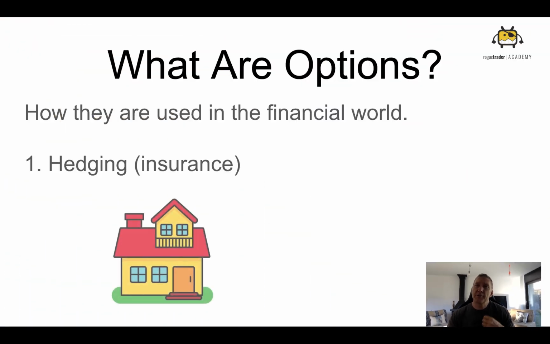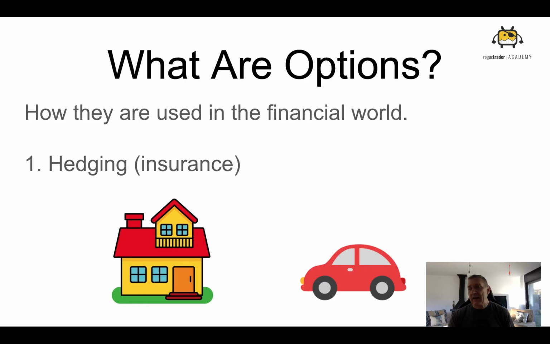So let's talk about how they're used in the financial world. In the financial world, the term we would use is hedging, but we would call that insurance. And hedging is basically insurance or just mitigating, reducing, or eliminating risk. That's all hedging is: you're reducing or eliminating your risk. Same thing you would do if you're buying home insurance or car insurance. It's sort of the exact same idea.